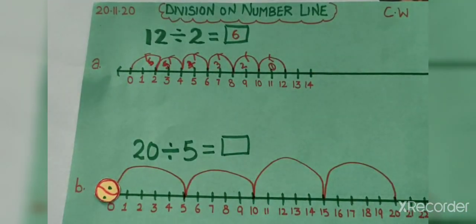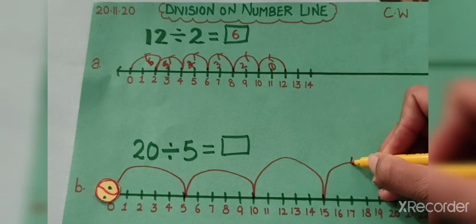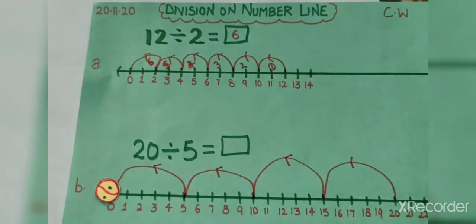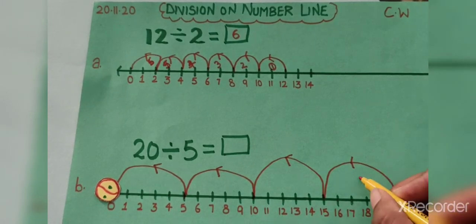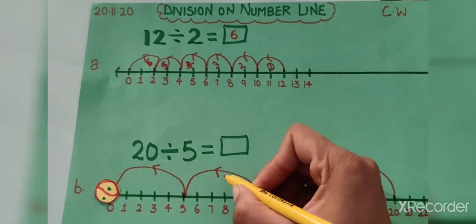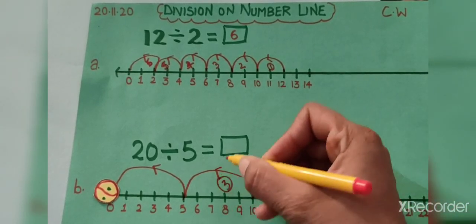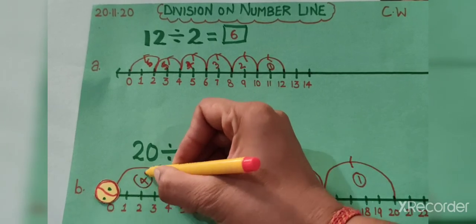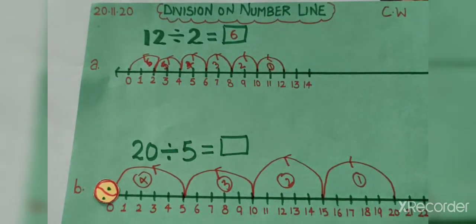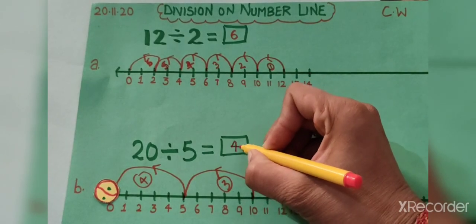See, and now what we will do? We will put arrows like this. And after this we will count the number of jumps. 1, 2, 3 and 4. So number of jumps are 1, 2, 3 and 4. It means my answer is 4.